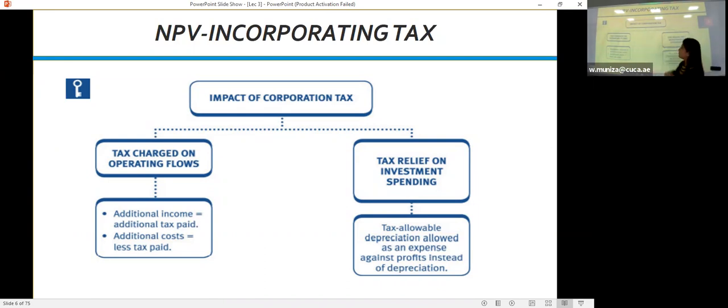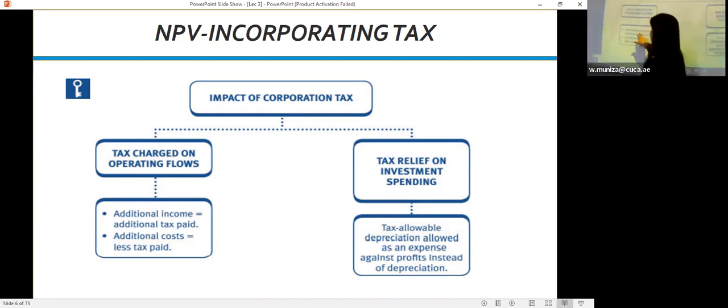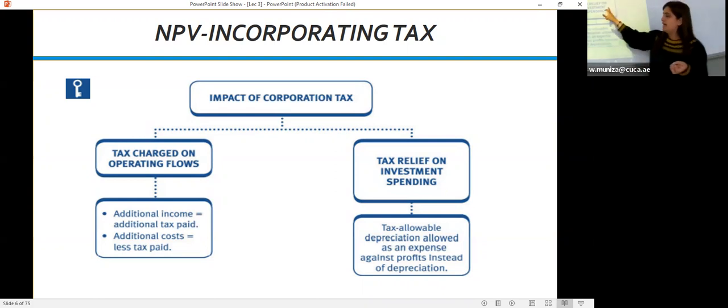They say impact of corporation tax. Tax is charged on the operating flows. Additional income is equal to additional income tax paid, and additional cost is equal to less tax paid. The more the cost, the lesser our net cash flow will be, bringing lesser tax to us. And the other thing which we need to consider is the tax relief on investment spending.